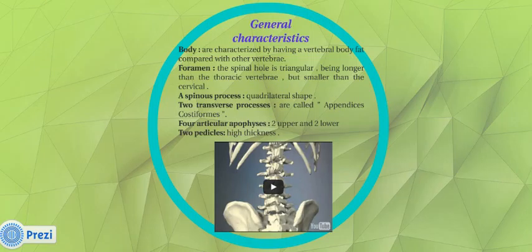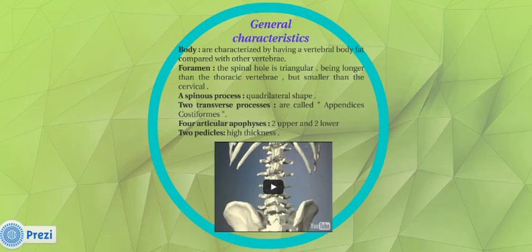General characteristics. Body: characterized by having a vertebral body that is fat compared with other vertebrae. Foramen: the spinal hole is triangular, being larger than the thoracic vertebra, but smaller than the cervical. A spinous process, quadrilateral in shape.